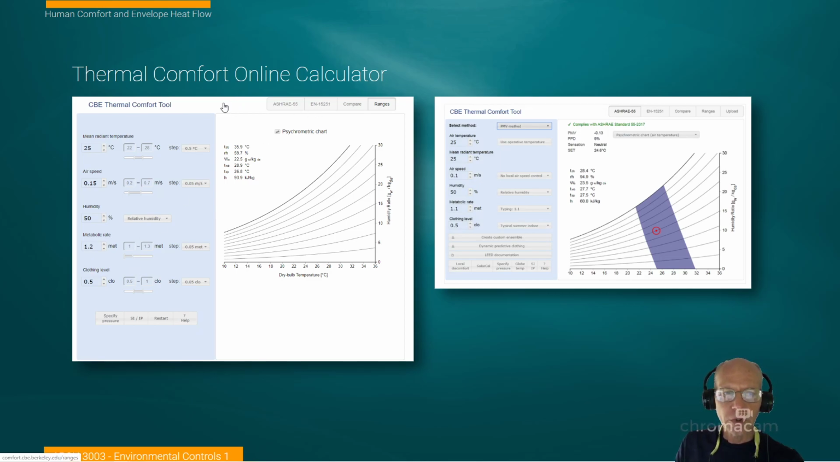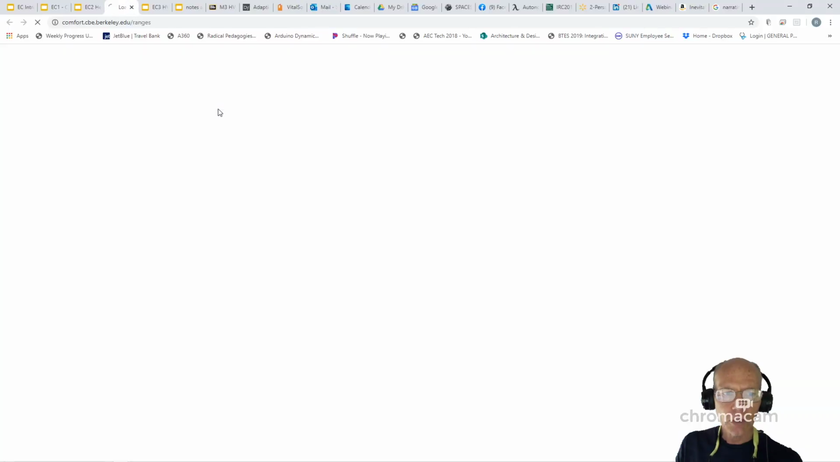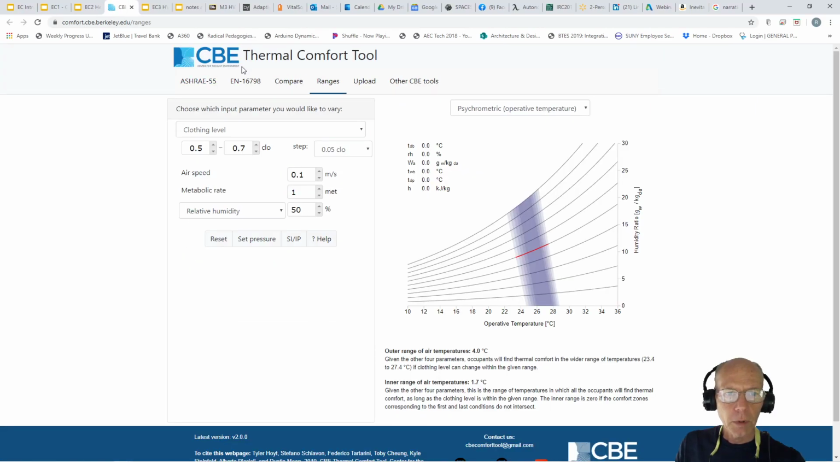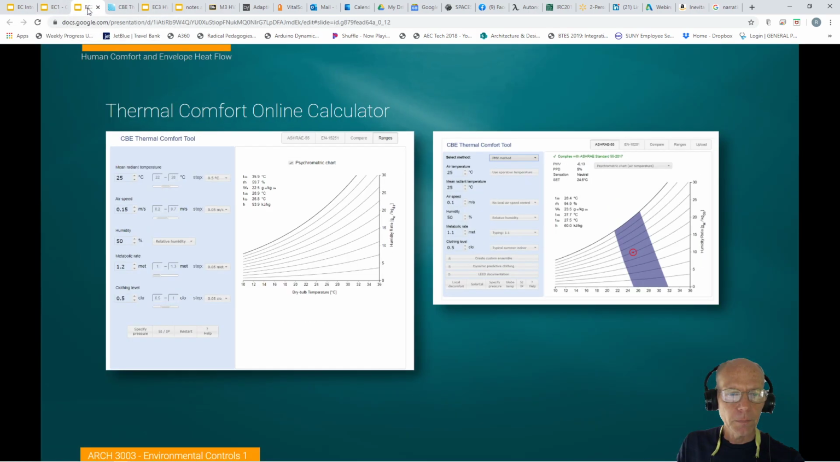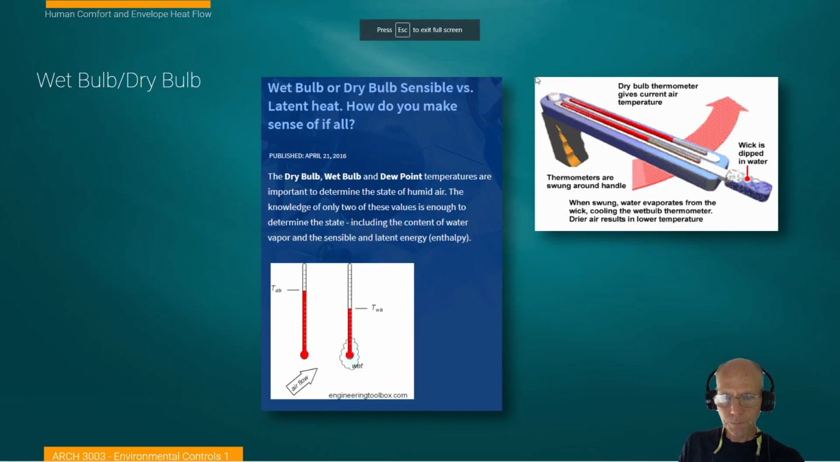If you go to the slideshow, it's hyperlinked. It'll take you to this exact calculation. I'll click on it just so you can see. It's a thermal comfort tool. You input all of your settings, and it gives you a range of human comfort according to certain kinds of standards. And we'll go back to the presentation here.